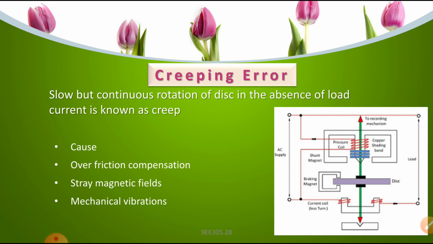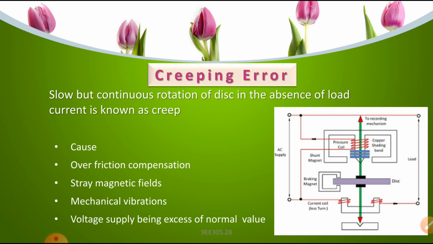Another is mechanical vibrations. It is possible that mechanical vibrations make the disc rotate. And the last one is the voltage supply being in excess of the normal value. If over voltage comes, phi 2 is also produced more, and that will try to move the disc. Okay, so these are the 4 reasons why our disc will rotate without any load.